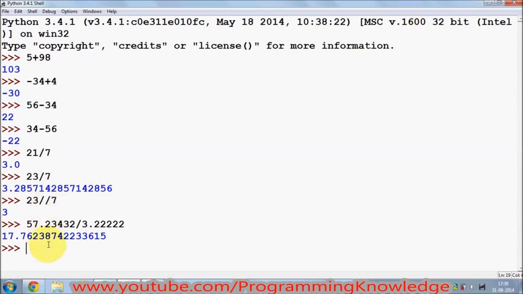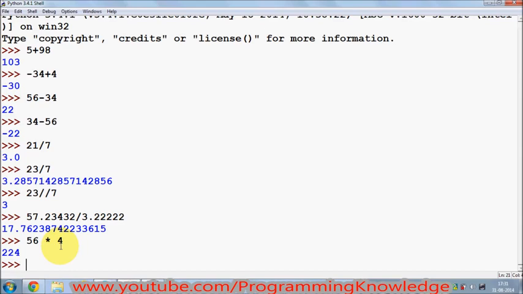Now for multiplication, multiplication is also simple. For example, you want to multiply two numbers, 56 multiplied by 4. For multiplication, you use this asterisk symbol or star symbol simply. So this star symbol or asterisk symbol will be used as the multiplication symbol. So 56 multiplied by 4 is 224. You can use multiplication like this.